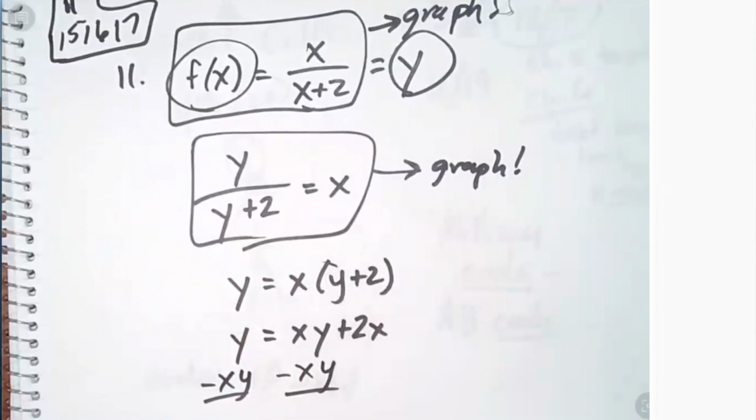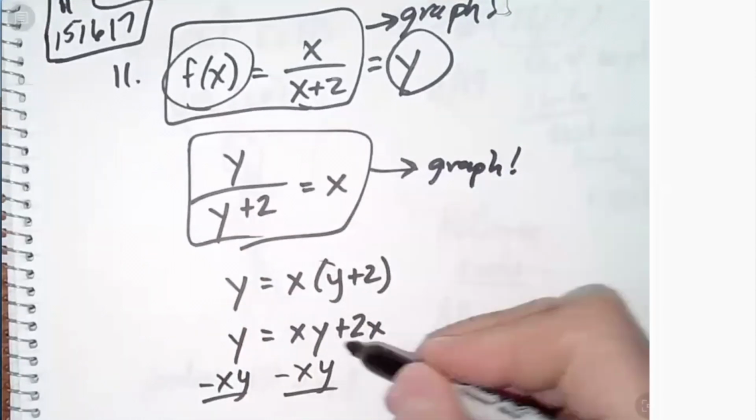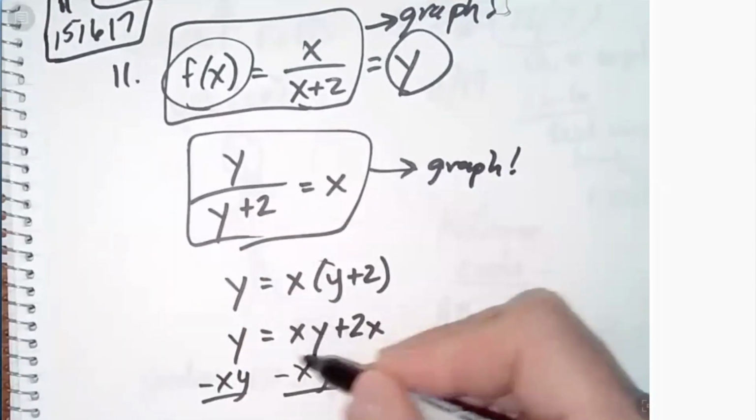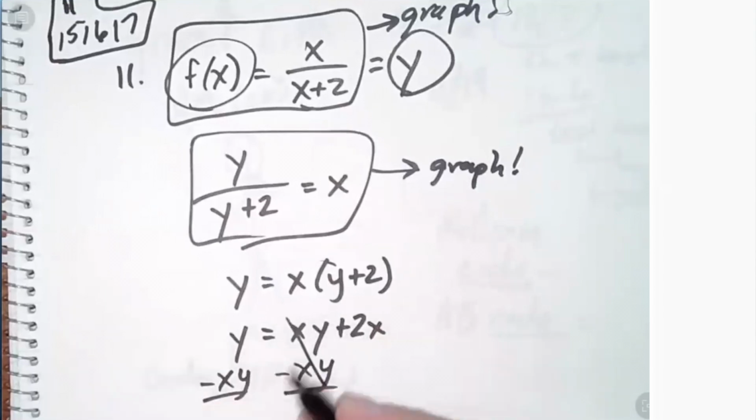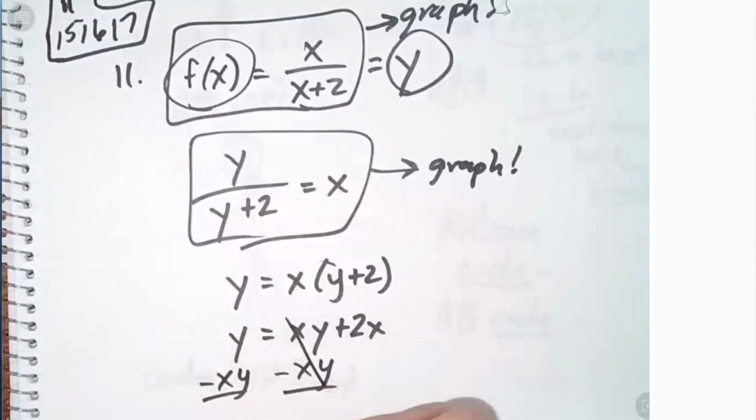Now the goal is to get y all on the same side of the equation. So to do that, this term that has y in it, I'm going to subtract it to move it to the other side of the equation. y minus xy equals 2x.